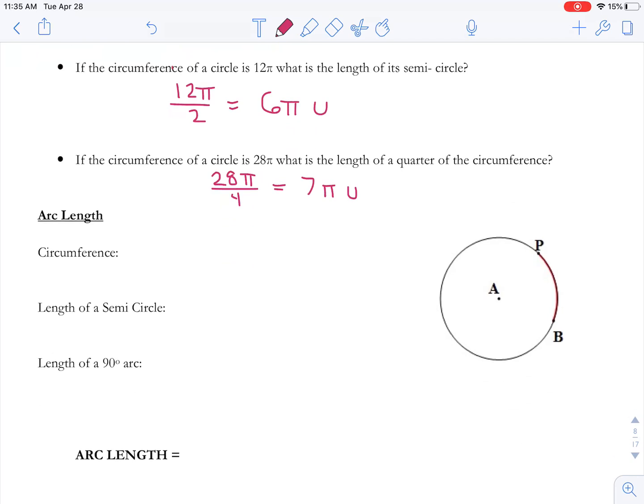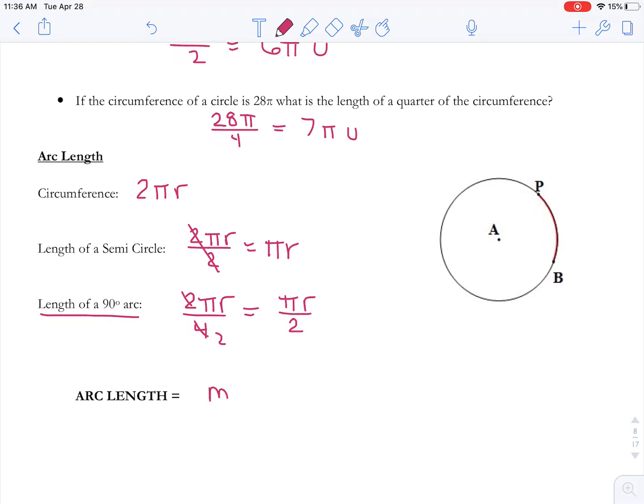So when we talk about arc length, we are talking about a portion of the circumference. So again, circumference is 2 pi r. If we talk about the length of a semicircle, I would just be dividing that by 2, because we're dividing that in half, which just cancels out, and that would become pi times r. And if you think about the length of a 90-degree arc, well, 90 degrees is 1/4 of a circle. So we'll be looking at a quarter, 2 pi r divided by 4. Reducing, the 2 and the 4 can reduce, 2 pi r over 2.